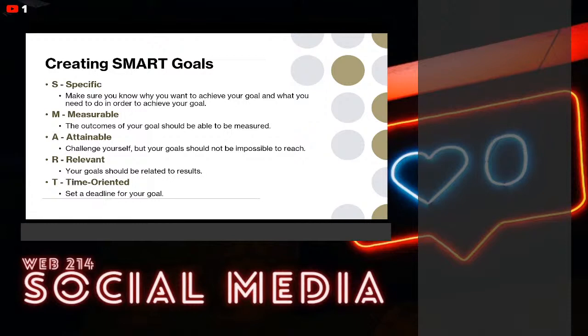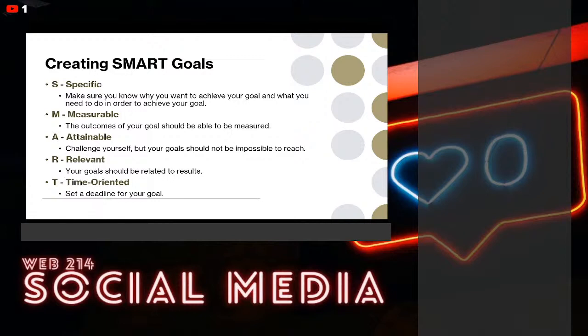Why do we want to achieve this goal? Why do we want to do this? And what do we need to be able to do it? What do we need to do? Does that mean posting on Facebook? Does that mean posting on YouTube? Does that mean posting on Twitter, Instagram? Does that mean posting multiple times? Right? What does that mean in terms of what we need to do to be able to achieve our goals?